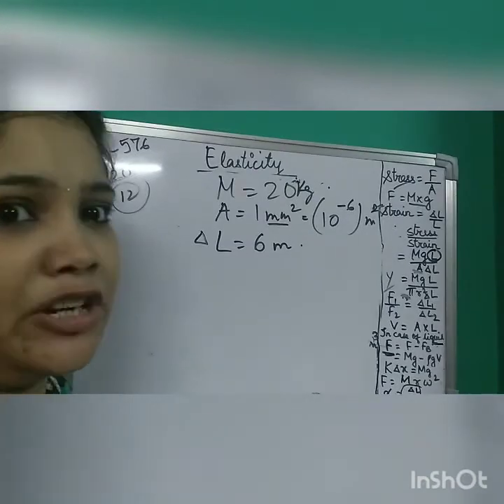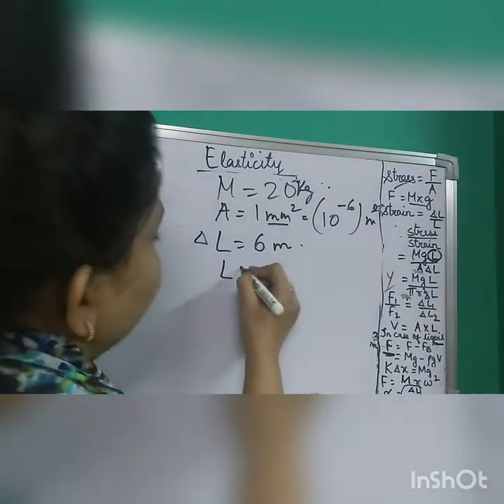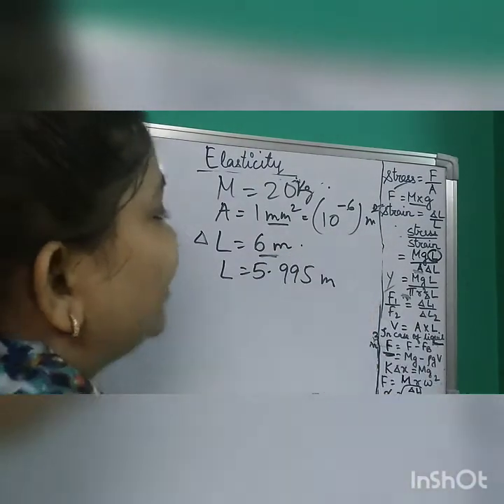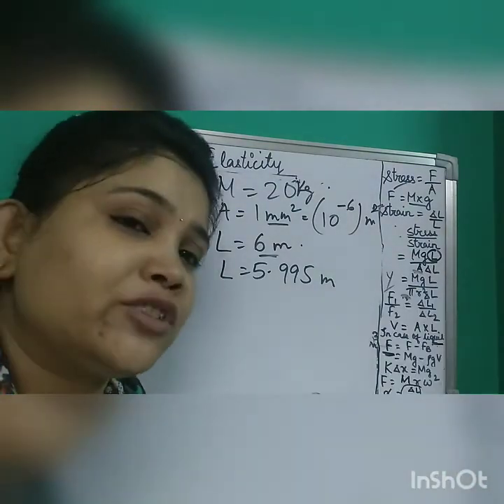So obviously, when you stretch the wire, then only the length increases. That means the original length is 5.995 meter. So delta L. See here, they have not given you the elongation, nothing. They have told you, so you have to use your concept.